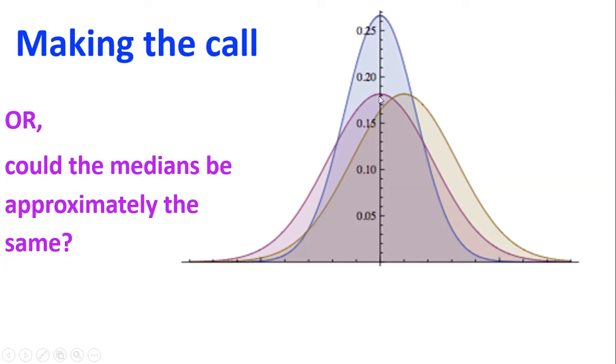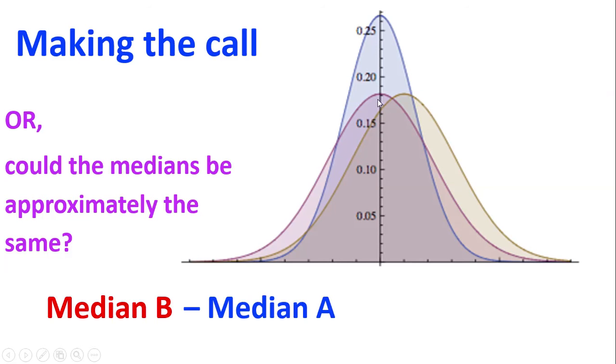So when I look at these groups here, the purple one and the blue one particularly, they've got the same median. So if I do median B, take away median A, I'm going to get an answer of 0. So this is one of the most important things: we are looking for this value of 0.